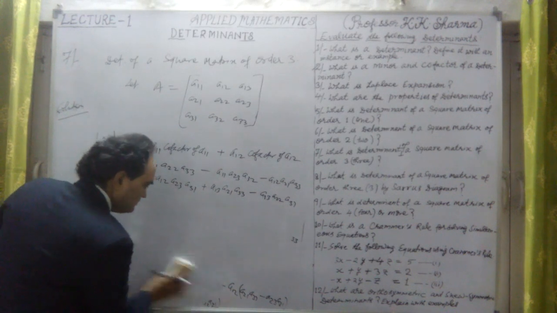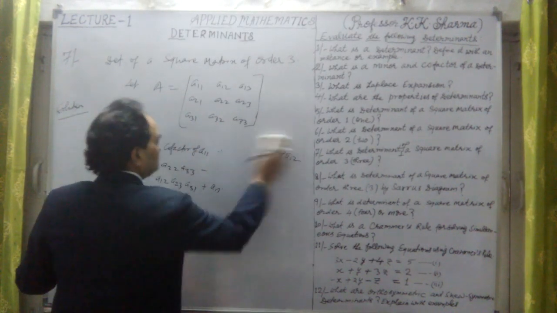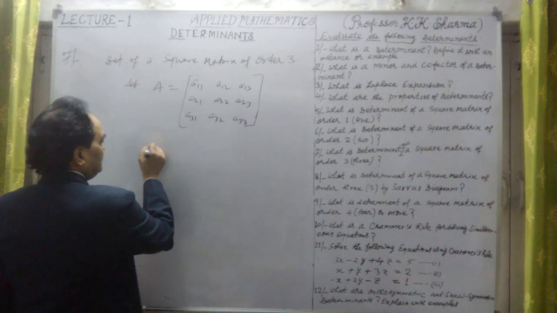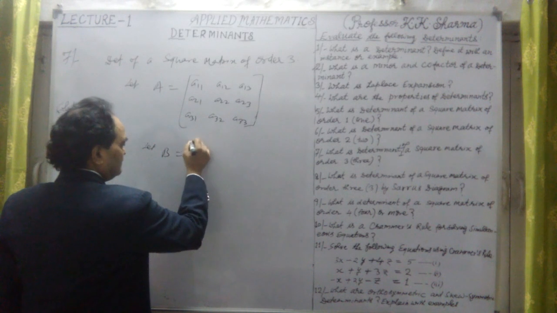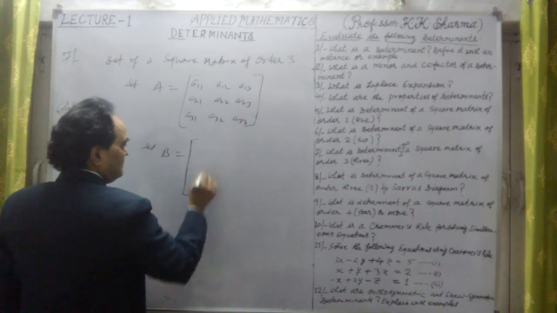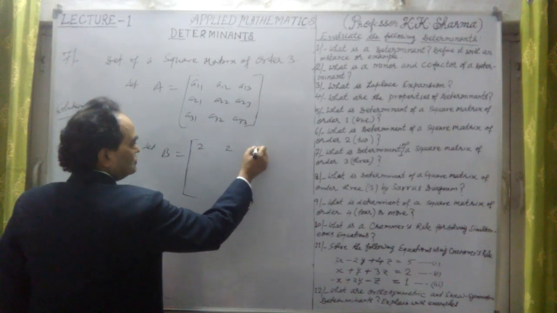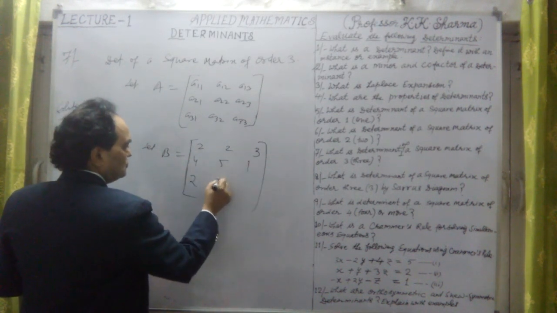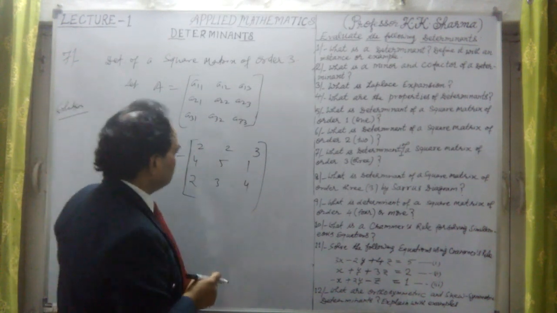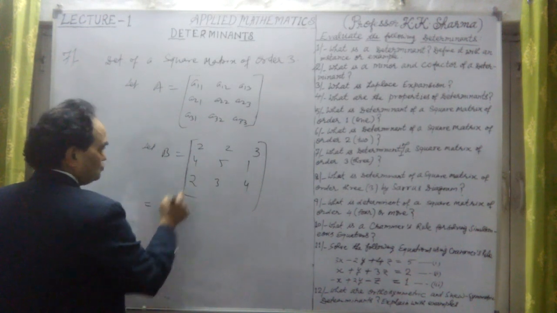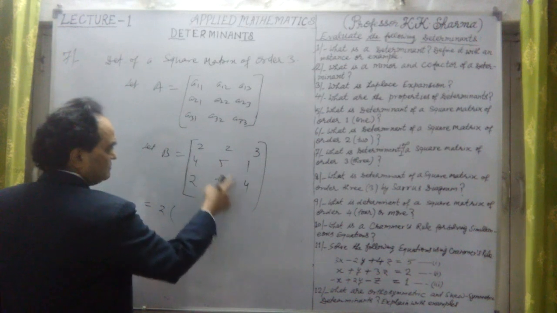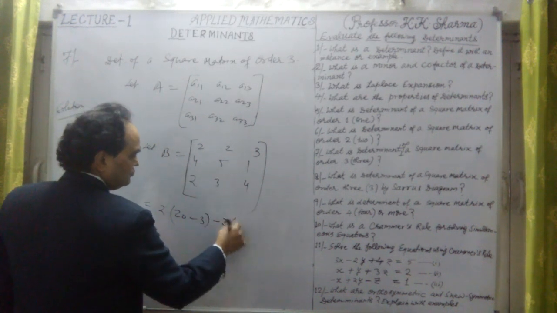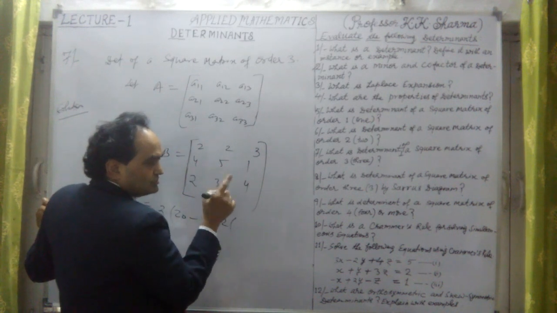If I take a numerical value, we can calculate it easily. Let me take a matrix B of order 3, with rows 2, 3, 4, then 5, 1, 2, then 3, 4. For the answer, we take 2 into this multiplication: 5 times 4 is 20, minus 3 times 1 is 3. Then a minus sign in between, because this lies in the first row and second column, so 1 plus 2 is 3, negative.